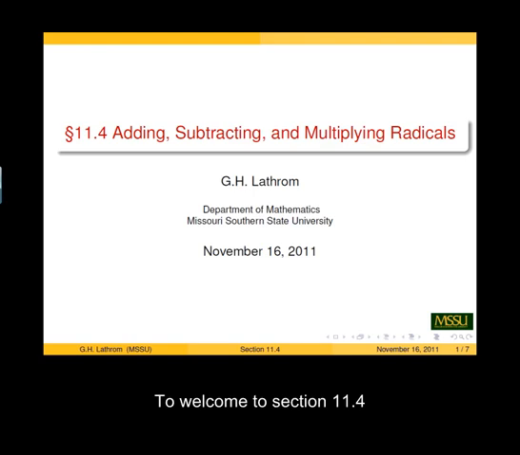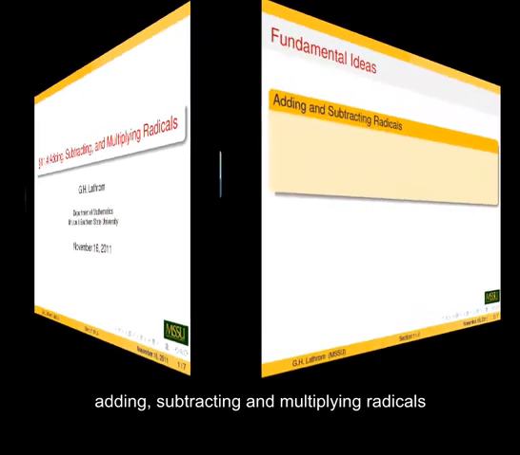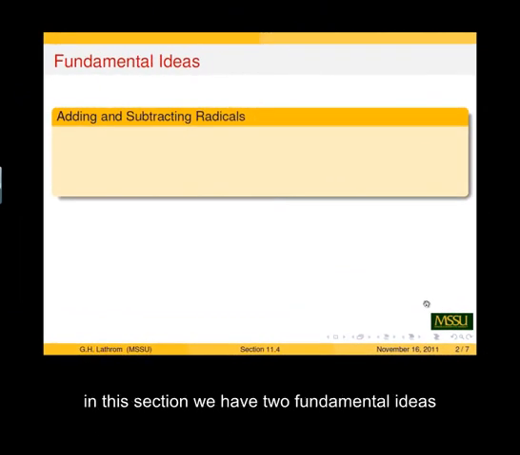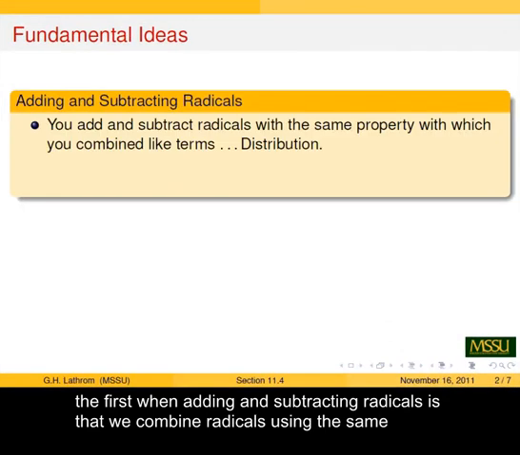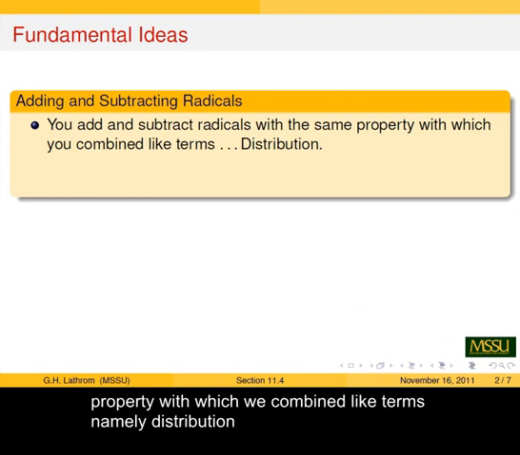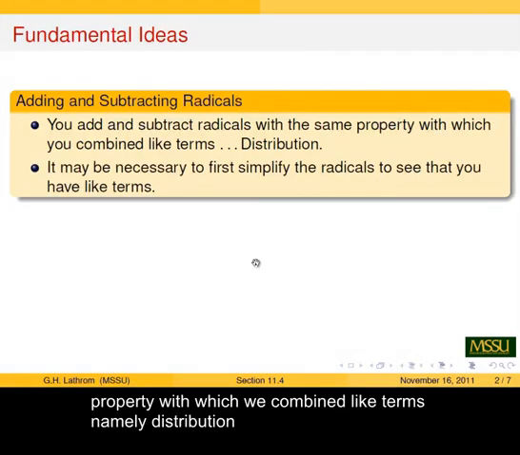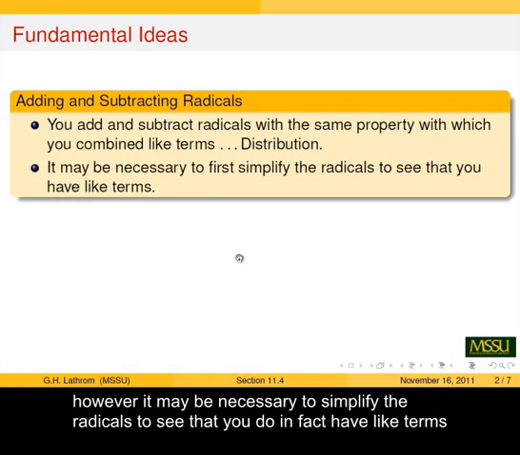Welcome to section 11.4, Adding, Subtracting, and Multiplying Radicals. In this section we have two fundamental ideas. The first, when adding and subtracting radicals, is that you combine radicals using the same property for which you combined like terms, namely distribution. However, it may be necessary to first simplify the radicals to see that you do in fact have like terms.